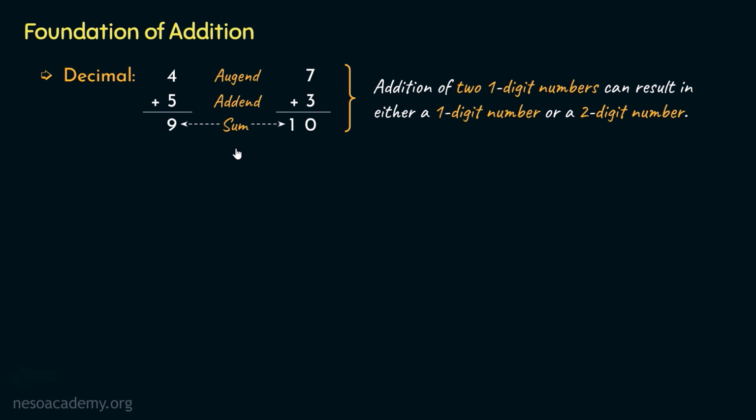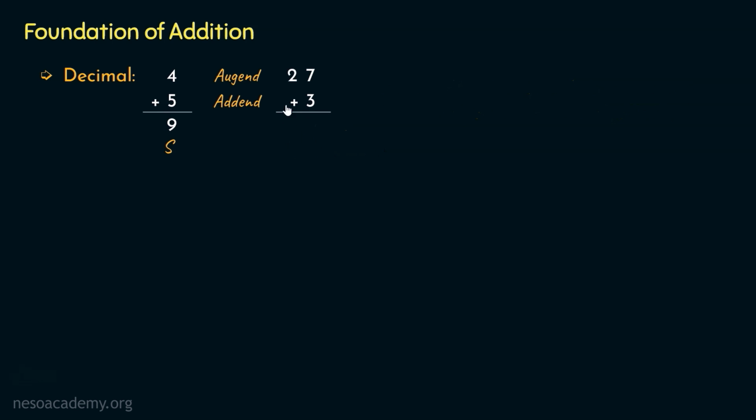However, if we are to be specific, in case of this addition, we can call the 9 sum. On the other hand, for this addition, 0 will be called sum, and 1 we are going to call carry. Now let me explain why we are naming it like this. Sum we can understand, but what is this carry? In order to understand this, let's perform another addition. This time we are going to take the augend as 27, and the addend this time is going to be 3.